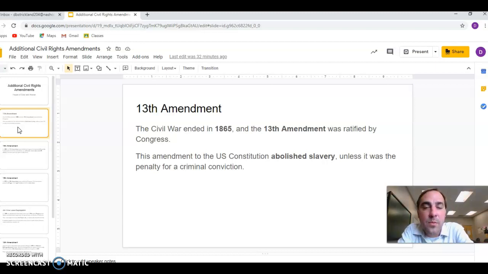The 13th Amendment was passed in 1865, the same year the Civil War ended. What this amendment to the Constitution did was it abolished slavery. You couldn't force somebody to work for free anymore unless it was the penalty for a criminal conviction. You can force a prisoner to work, but you can't force any free man to work. That became illegal as of 1865.